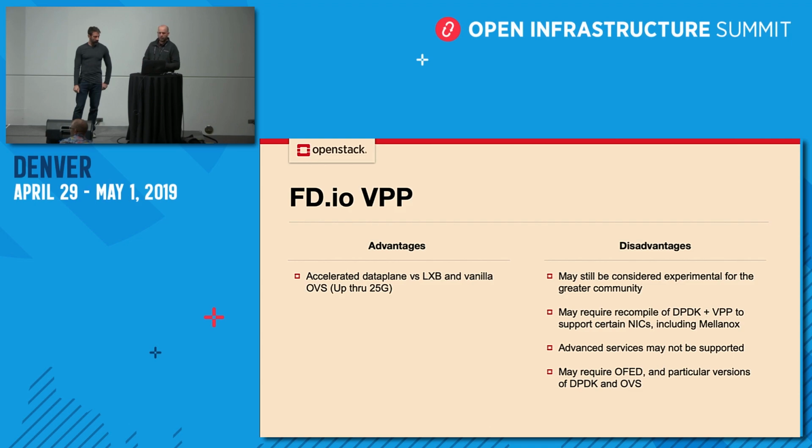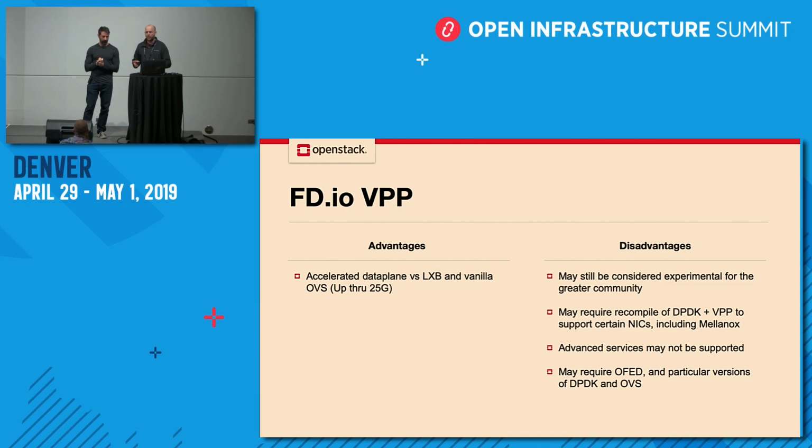So an advantage of that is that it was definitely accelerated over LinuxBridge and vanilla OVS, even maybe OVS+DPDK. Over 40 gigabit, we definitely saw that drop. This driver may still be considered experimental for the greater community. I know it is used in production, and I'm sure people are very pleased with its performance. We need to get more information on it and really determine the best way in which to configure it.